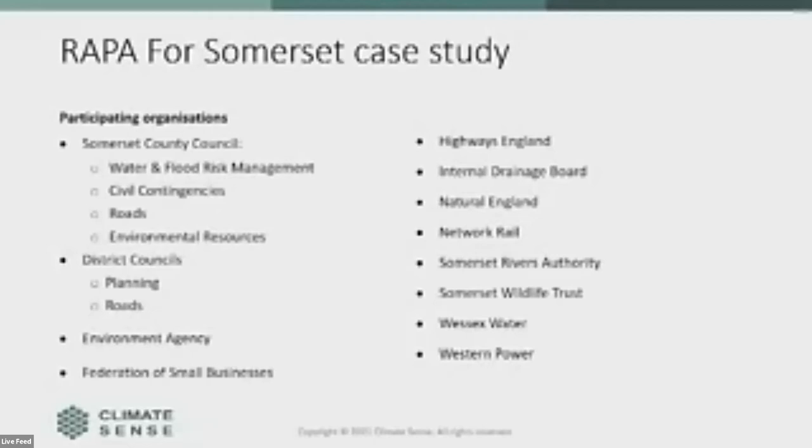Now, they were a key voice because they make almost no long-term decisions, but they're a key victim of the decisions of others. And we'll learn a little more about that in the case study. Highways England, internal drainage boards, a key area of vulnerable areas is very low-lying and very prone to flooding. Natural England, Network Rail, the Rivers Authority, the Wildlife Trusts, the water companies, the power distribution company. Some of the major power generation companies in the county weren't able to join this exercise, but were very interested in it.